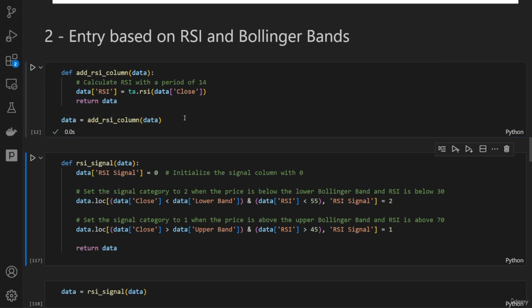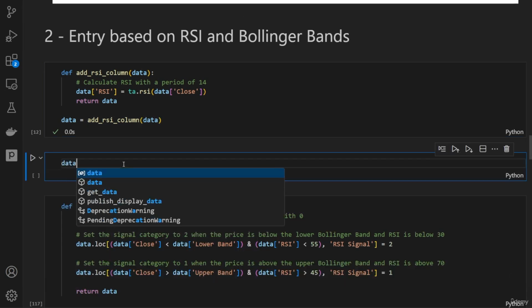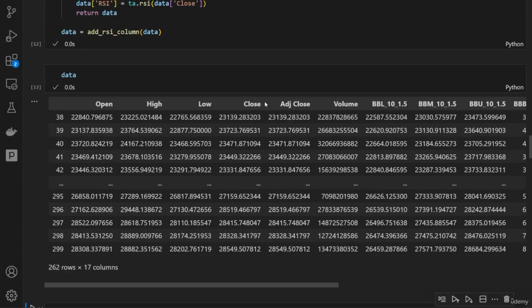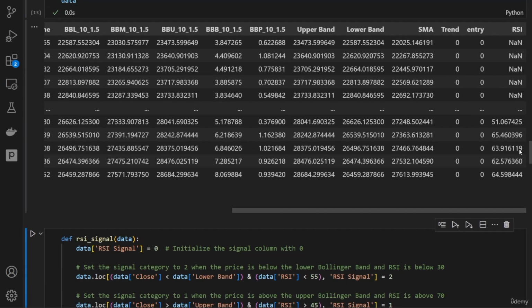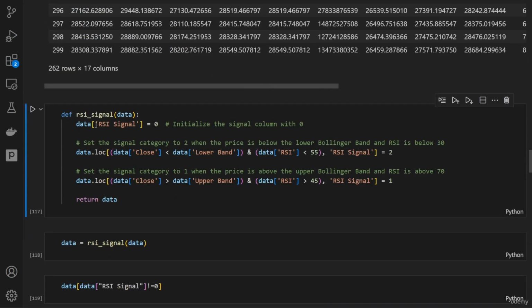We can run this, make sure that we have it. I'm going to add a cell, print data, and go to the extreme right. You can see that we have the RSI column that is added right here. Okay, so it's working. The function is working. What do we do with it?